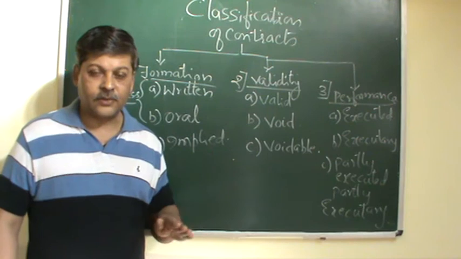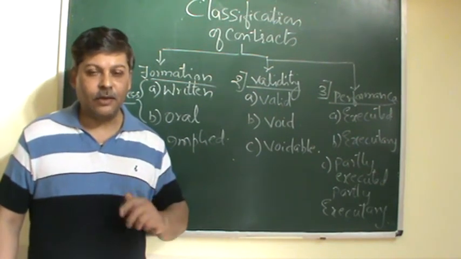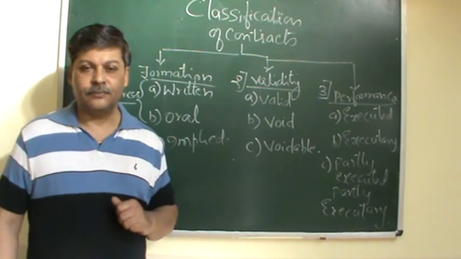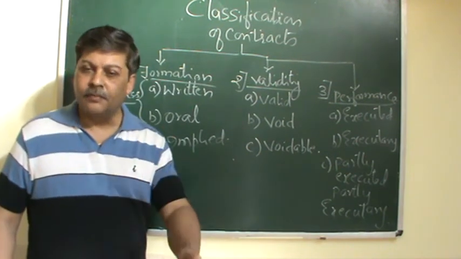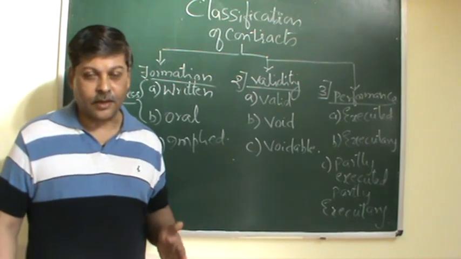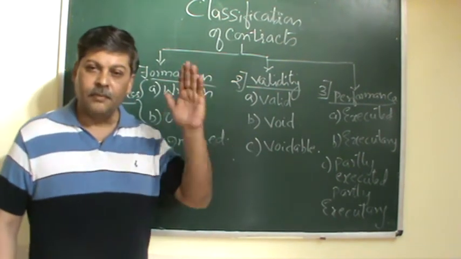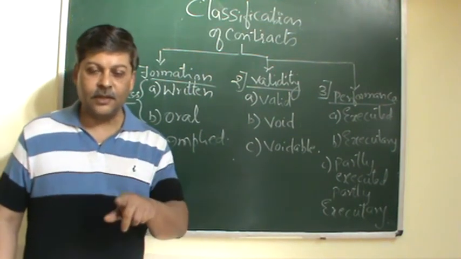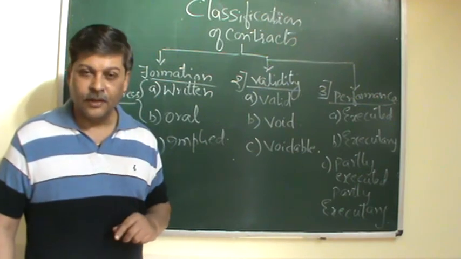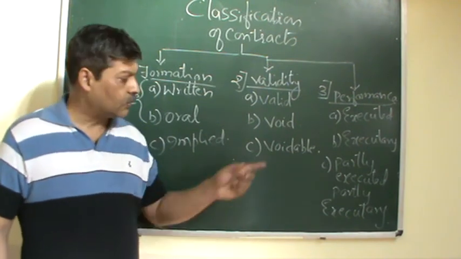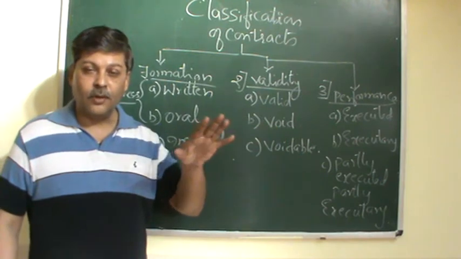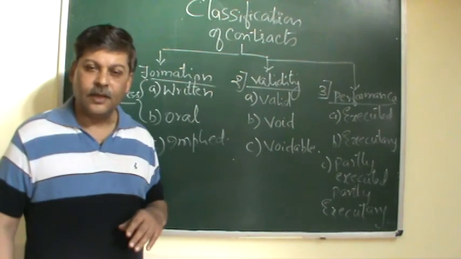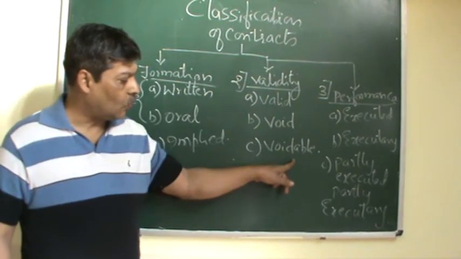Only one party has, usually we call it, the aggrieved party. Aggrieved party means who has been at a loss in the contract. The aggrieved party has the right to enforce that contract, but not the other party. The other party is usually called the defaulter. Defaulter and aggrieved. So this is a voidable contract. Only one party has the right to enforce the contract, so we call it a voidable contract.